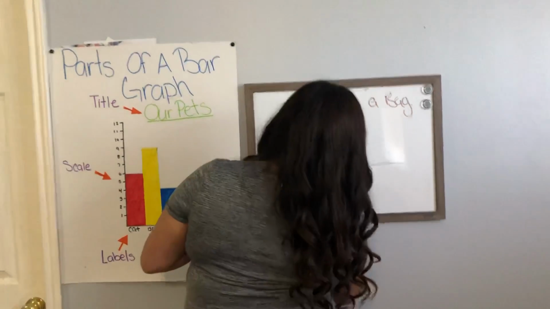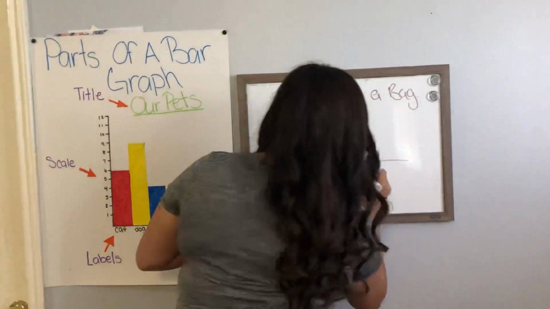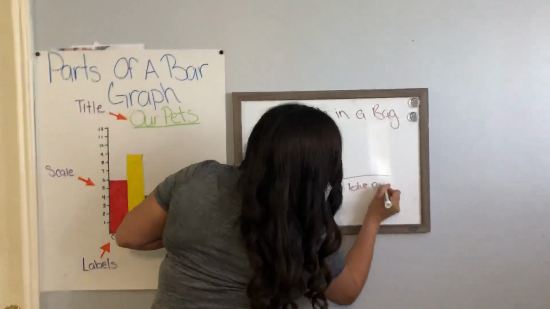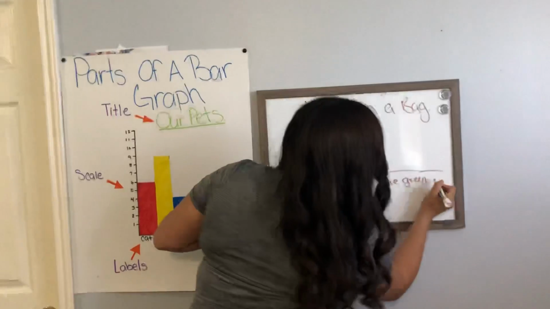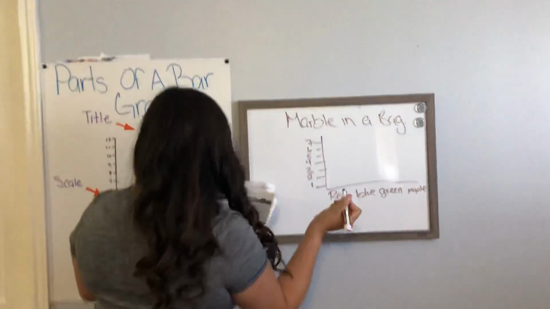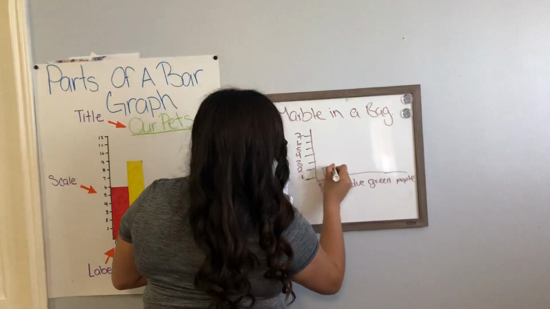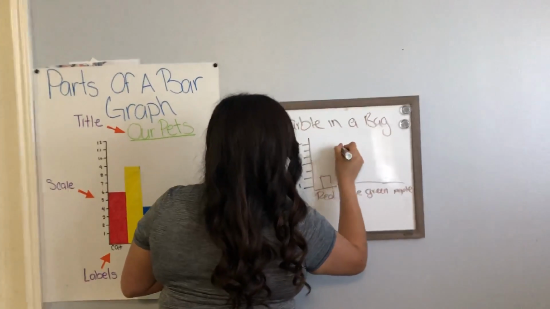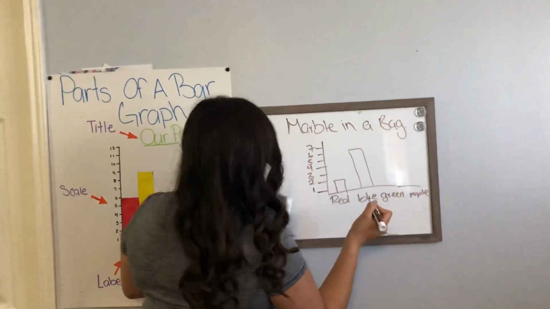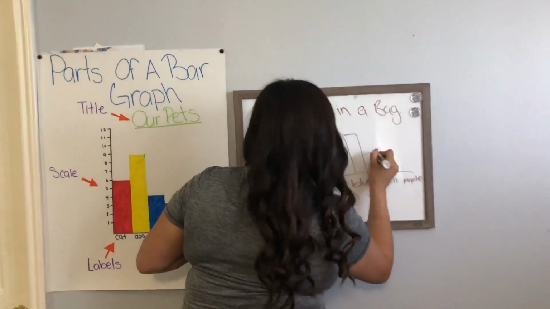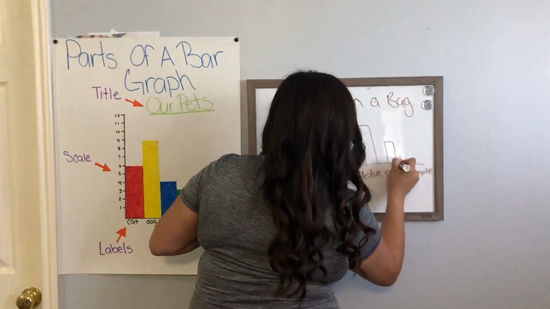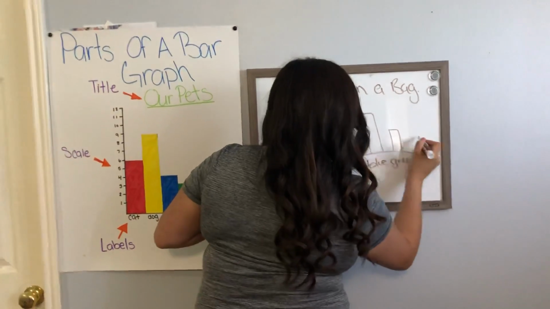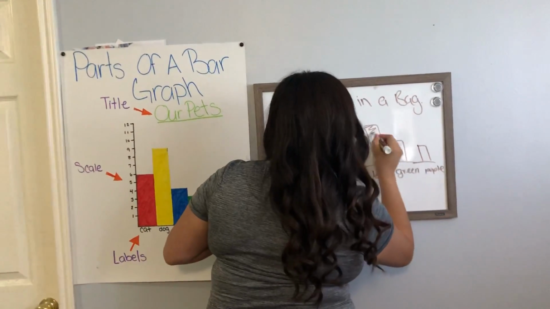And we're going to use red, blue, green, and purple. So let's say for red, we saw 2 marbles. Let's do 6 in blue. Let's do 4 in green. And let's do 3 in purple. So let's do 3 right here in purple.